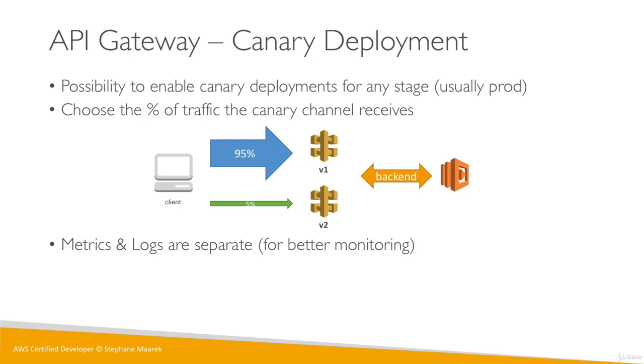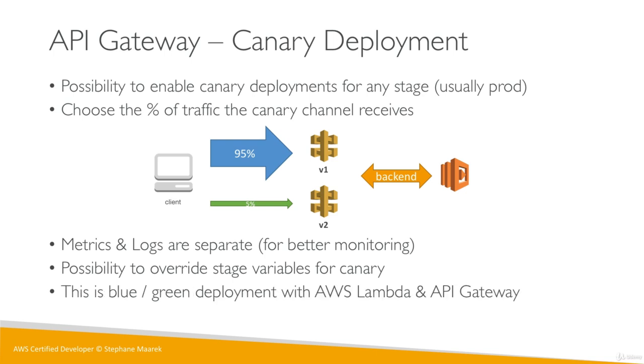You're able to test 2 versions at the same time. Now it is possible for you in the canary stage to override stage variables, so you're really free to customize as you want. And so this is sort of a blue-green deployment with AWS Lambda and API Gateway because you're able to test two versions at the same time and compare how things work. So that's it for deployments. I'll try to make it as concrete as possible in the next lecture with the hands-on.